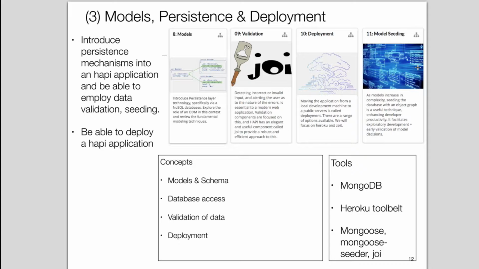The next block is to go beyond basic applications to models. We'll be exploring NoSQL databases and MongoDB in particular, and we'll be using the Mongoose object mapping system. This block will allow us to build apps that can remember and persist data, and also we'll be exploring validation and deployment here.